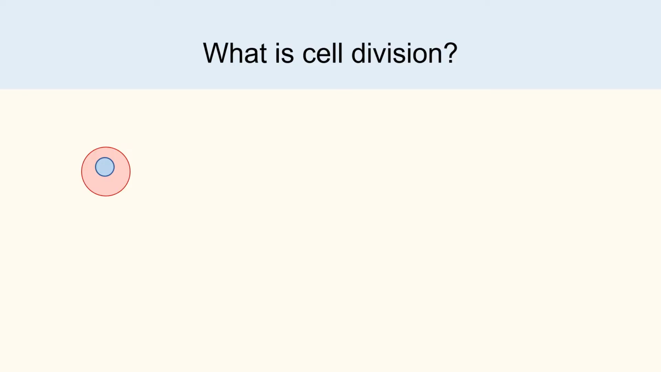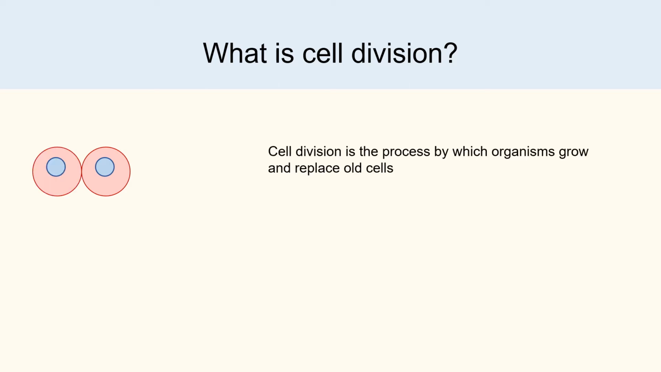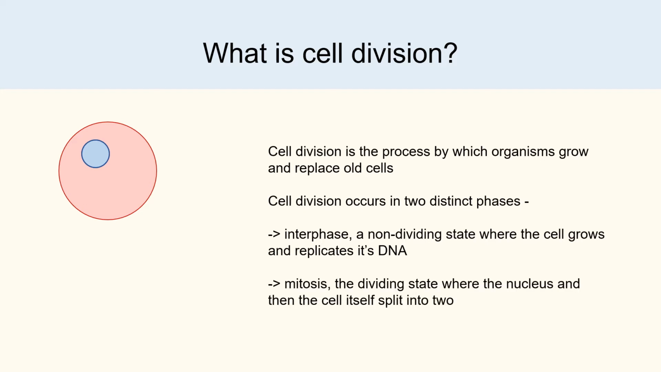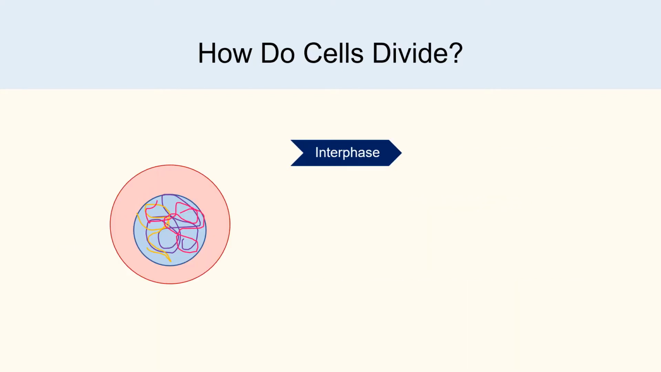What is cell division? Cell division is a process by which organisms grow new and replace old cells. Cell division occurs in two distinct phases: interphase, a non-dividing state where the cell grows and replicates its DNA, and then mitosis, the dividing state, where the nucleus and then the cell itself split into two. Let's look at these in a bit more detail.